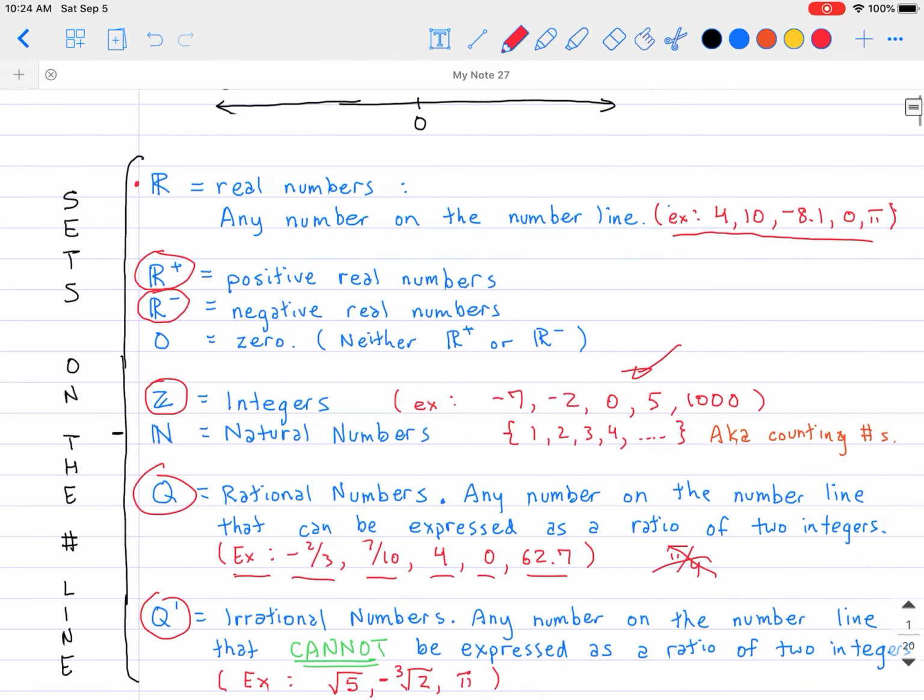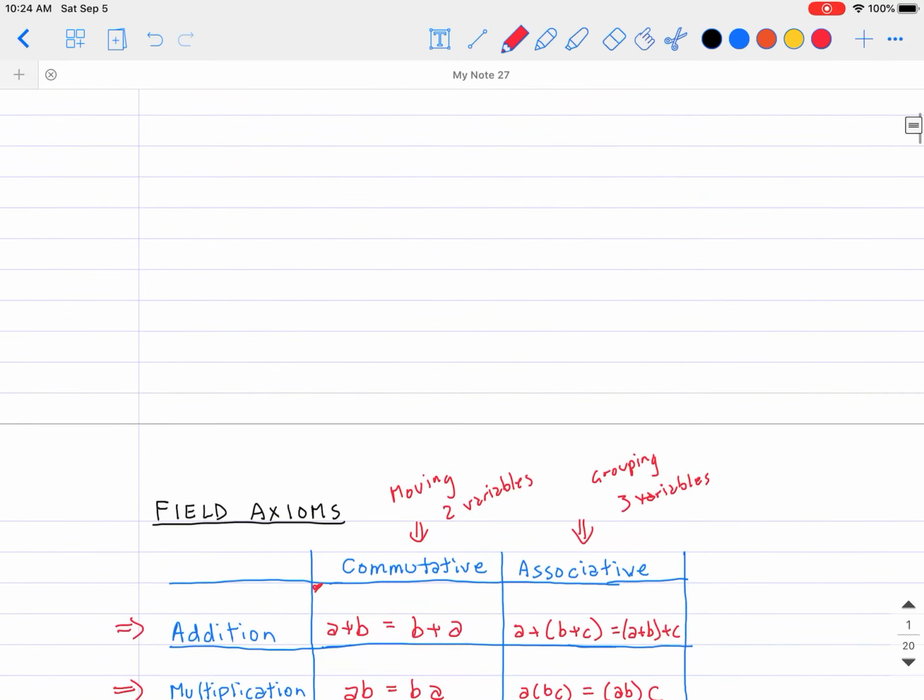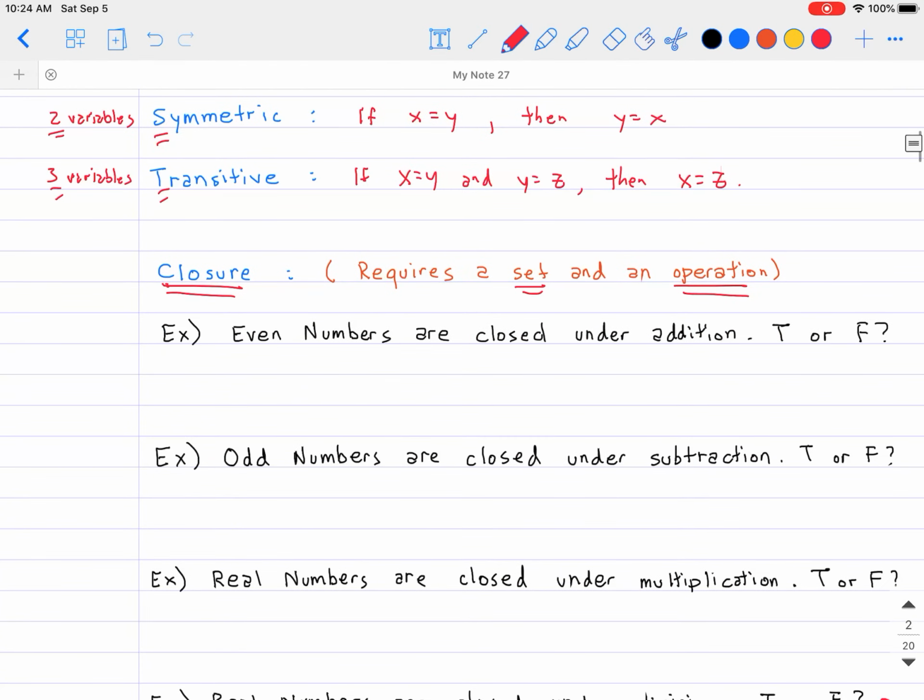A set is basically all of these sets that we talked about on the number line right here. It could be any of those sets. And the operation is going to be something like addition, subtraction, multiplication, division, square root, cube root, and those are all operations. Now, here is how it works. In our first example, we said even numbers are closed under addition. The question is true or false: even numbers are closed under addition.